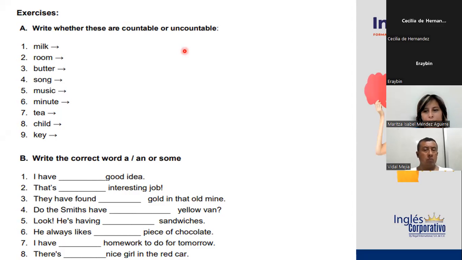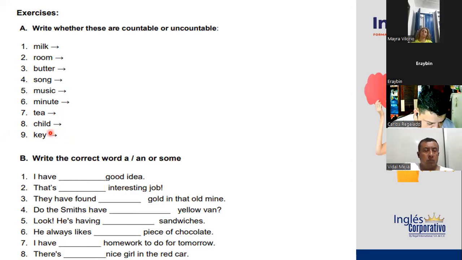Countable, teacher. Yeah, it's actually countable because when you say child, that's just one child. But when you say children, that's more than one. So remember that one of the characteristics of countable nouns is that they have singular and plural. We cannot say that child is uncountable because it has a plural form, even though the plural form is completely different from the one we have in singular. So we cannot say that it is uncountable.